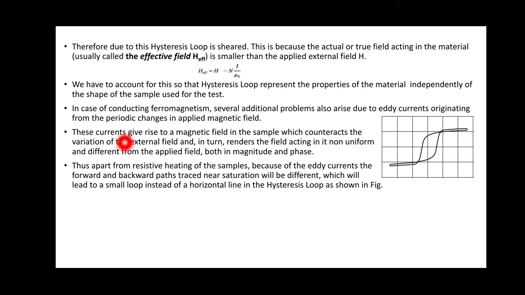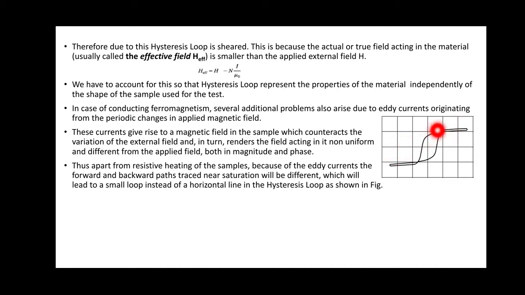When we try to trace the hysteresis loop after applying an AC magnetic source, due to the periodic change in the applied magnetic field, eddy current will generate. Due to this, several problems arise. This current gives rise to a magnetic field in the sample, which counteracts the variation of the field, and in turn renders the field acting in the sample non-uniform and different from the applied field, both in magnitude and phase. So this eddy current tries to stop the alternation of the applied field.